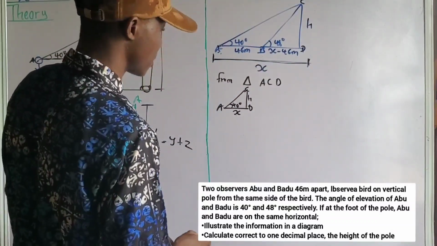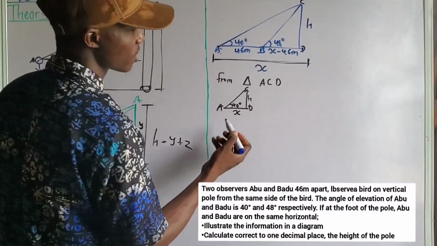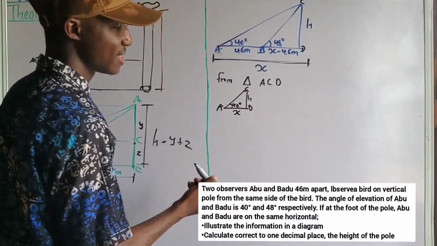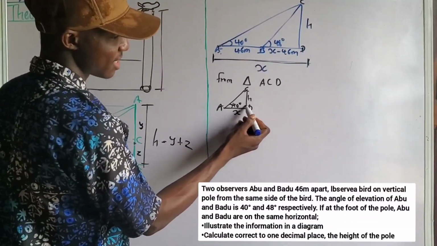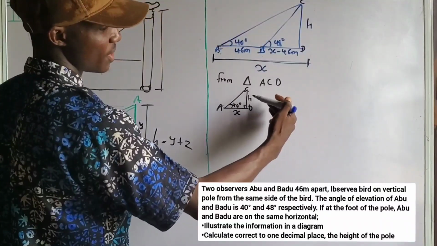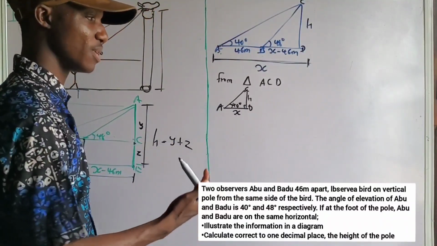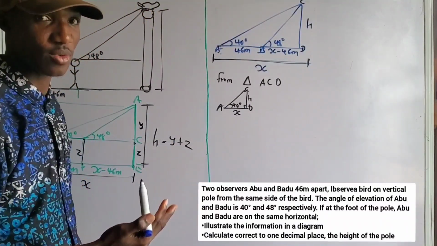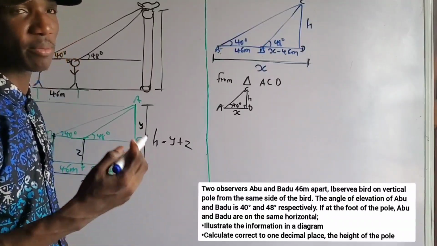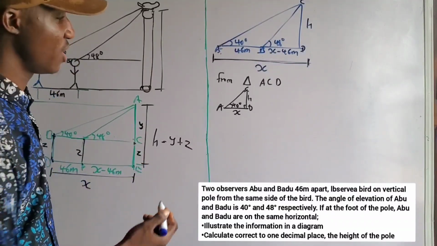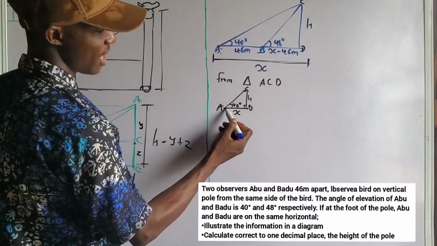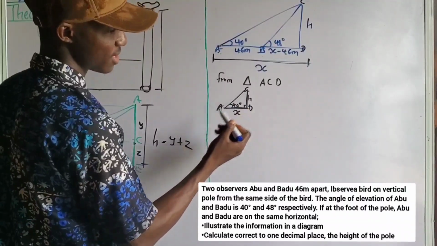Now let's calculate the height. What combines both the adjacent and the opposite side of a right-angled triangle? What mnemonic device are you going to use? In this case, we are given the adjacent as x and the opposite as h.